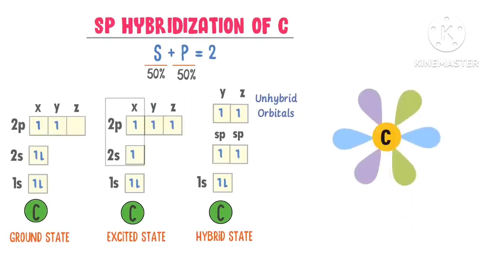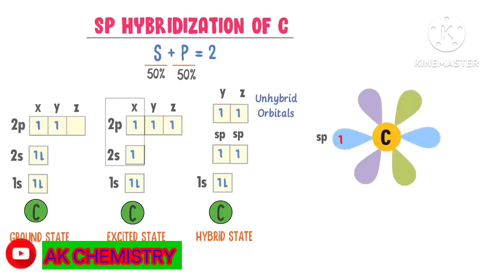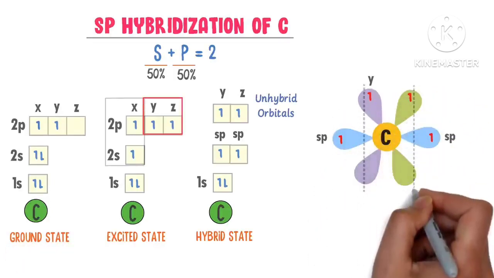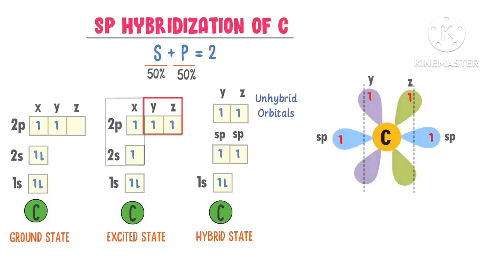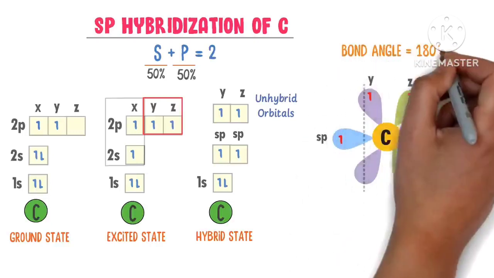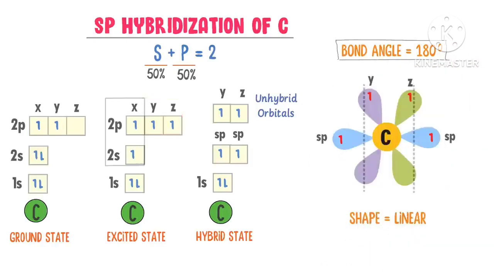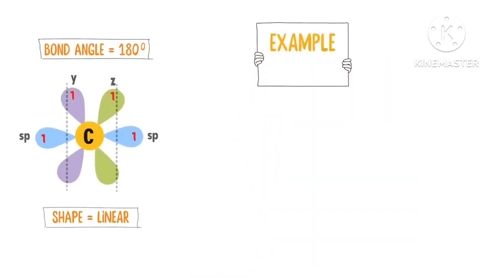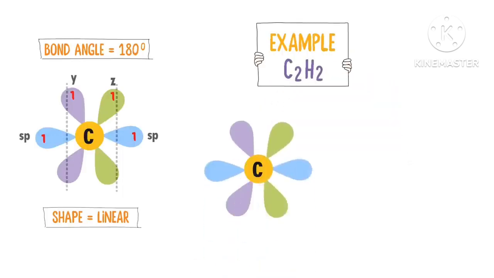Now carbon has this type of geometry in sp hybridization. This is the first sp orbital and this is the second sp orbital. While this long orbital is 2py and this long orbital is 2pz. They both are unhybrid orbitals. The bond angle of sp hybridization is 180 degrees and its shape is linear. Also, let me give you an example of sp hybridization of carbon in a molecule like ethyne. Let's consider sp hybridization in this carbon and in this carbon.